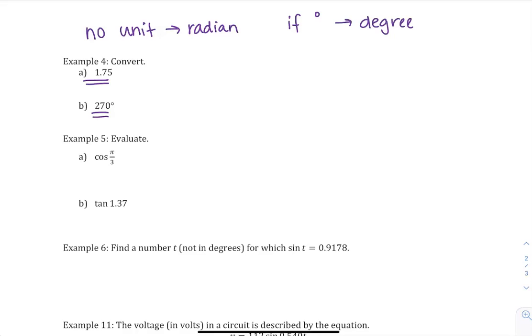So how would we convert 1.75? Well, we need to multiply by 180 over pi.